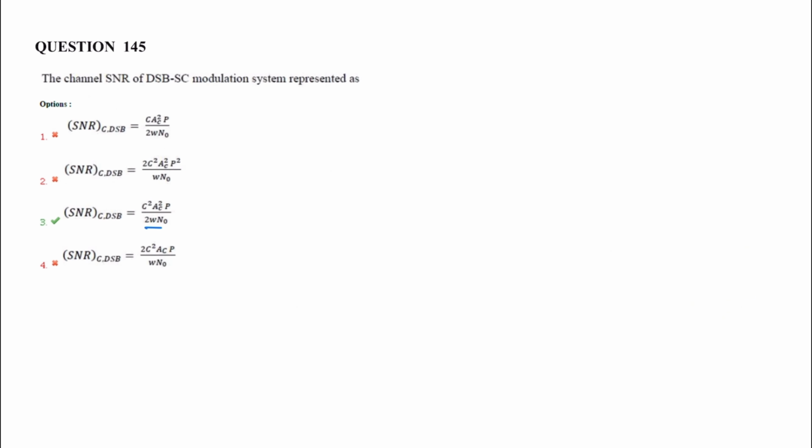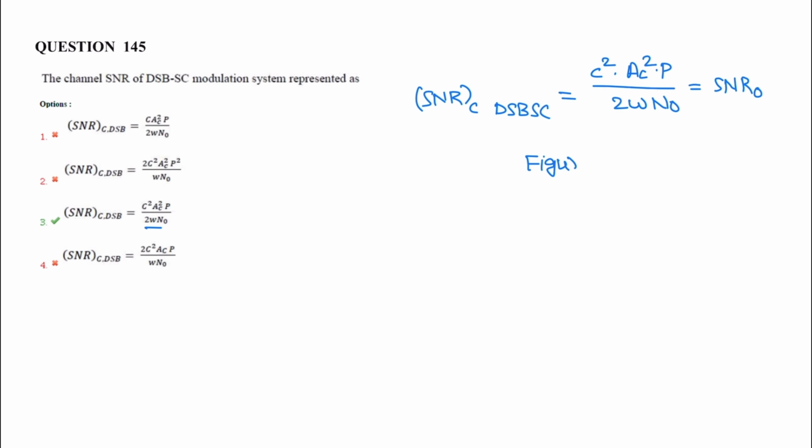Next, the signal to noise ratio of the DSB-SC modulation system is represented by the channel signal to noise ratio. The channel signal to noise ratio of the DSB-SC system is C square Ac square P by 2 W N0. This is the same as the output signal to noise ratio for DSB-SC modulation. Therefore, the figure of merit for DSB-SC is 1 because the output signal to noise ratio is the same as the channel signal to noise ratio. So the correct answer is option 3, C square Ac square P by 2 W N0.